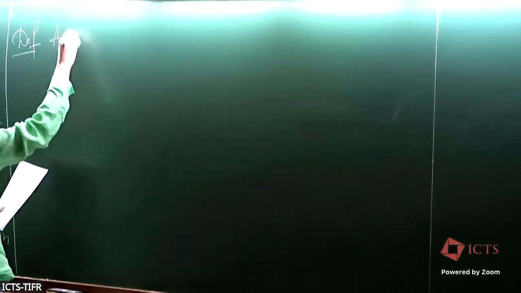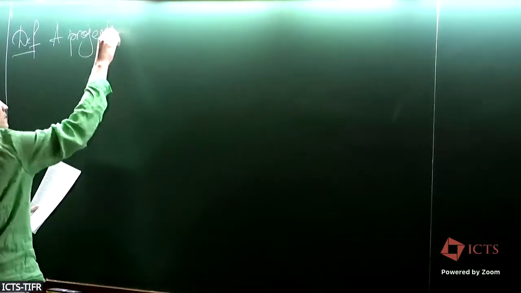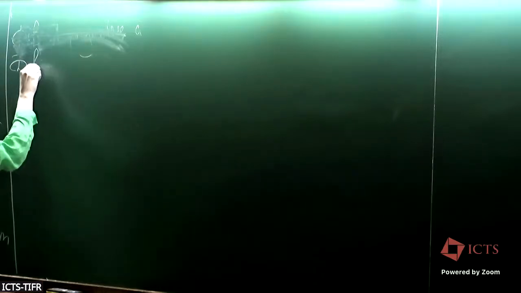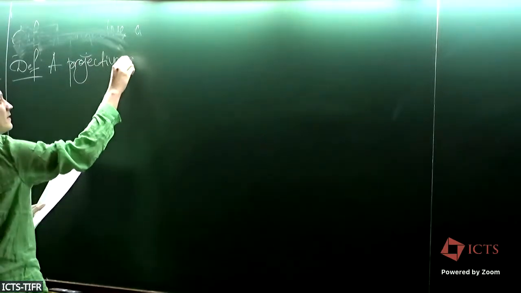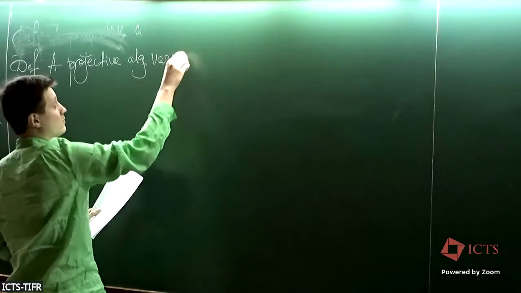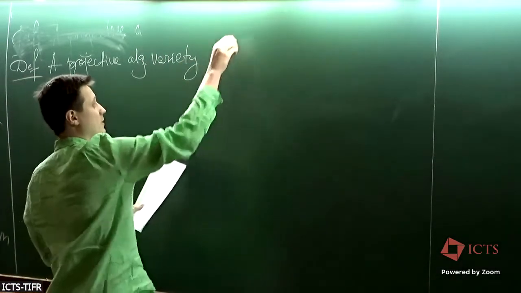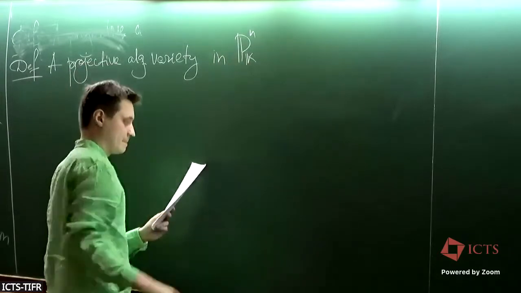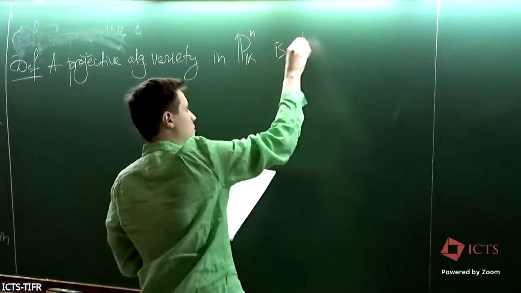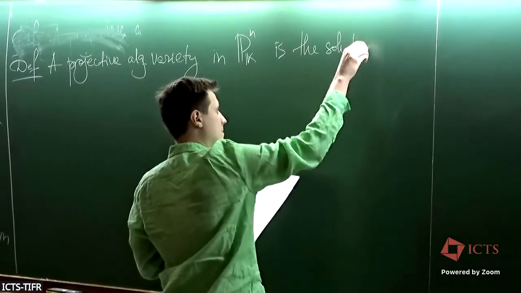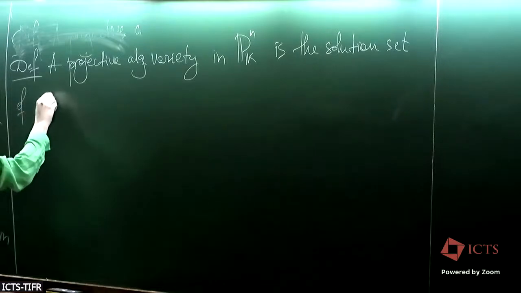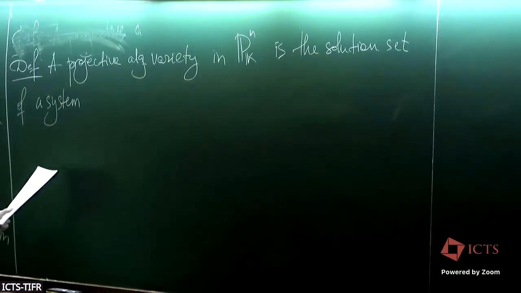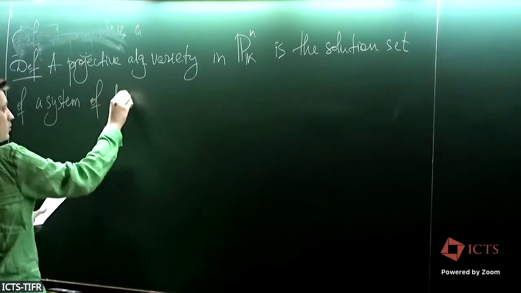A projective algebraic variety, as follows from the name, lives in the projective space. So in the n-dimensional projective space over K, it is again the solution set of a system of polynomial equations. But those polynomial equations have to be special. It's a system of homogeneous polynomial equations.